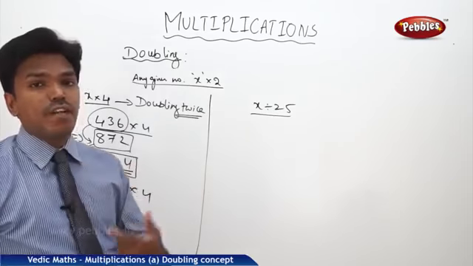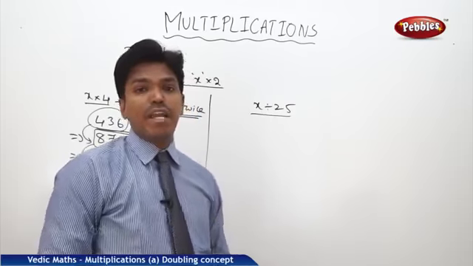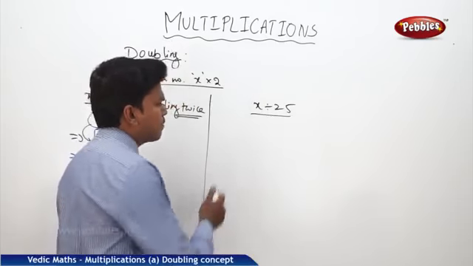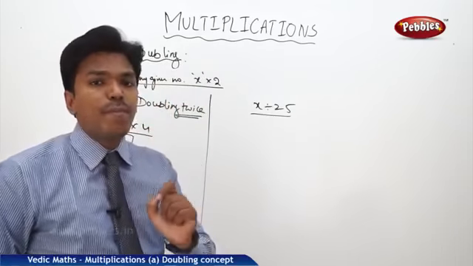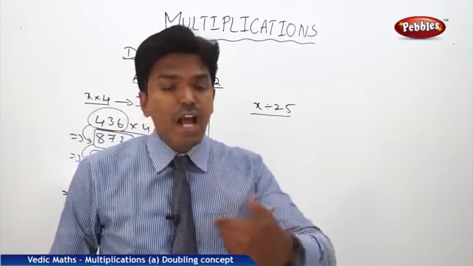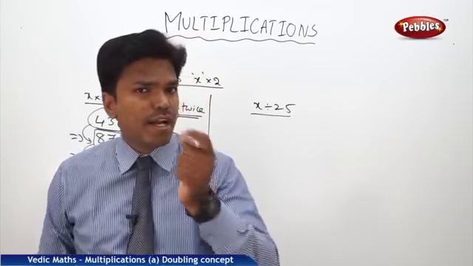Now we will see another advantage, division of any number by 25. See here, suppose if you want to divide any number by 25, you simply double the number twice and put a decimal point after 2 digits from right. That will be your answer.